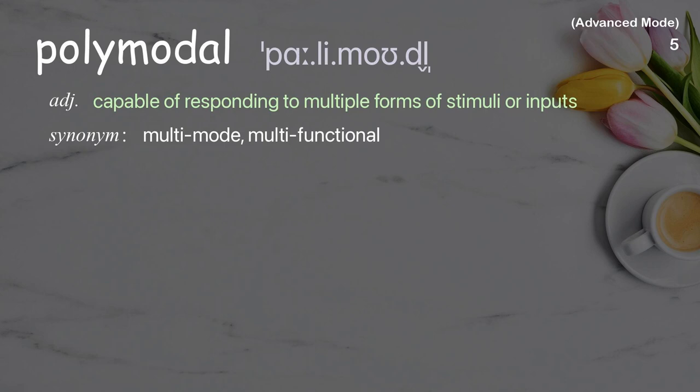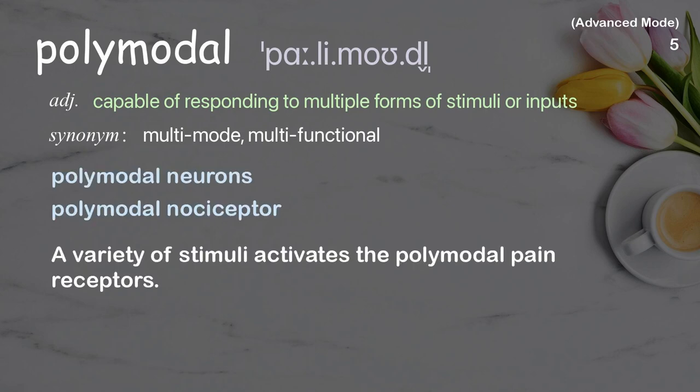Polymodal. Capable of responding to multiple forms of stimuli or inputs. Examples. Polymodal neurons. Polymodal nociceptor. A variety of stimuli activates the polymodal pain receptors.